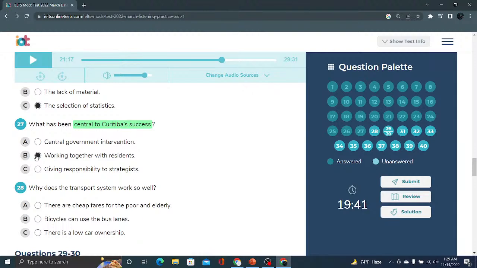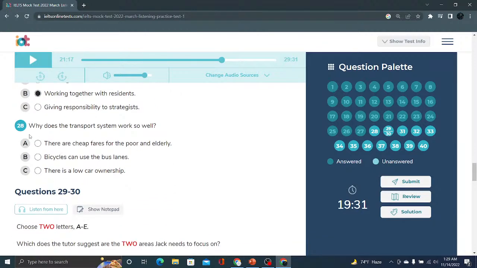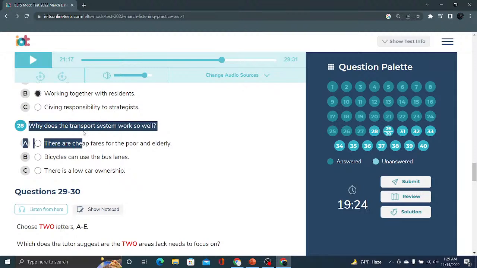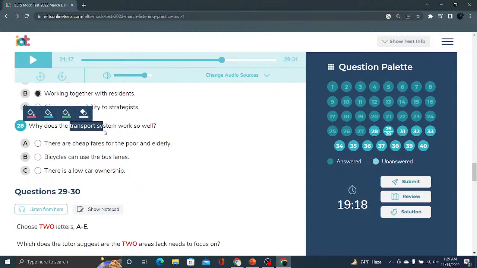He was saying they choose a cohesive strategy where residents were consulted. Okay, now let's move on to question number 28. Why does the transport system work so well?